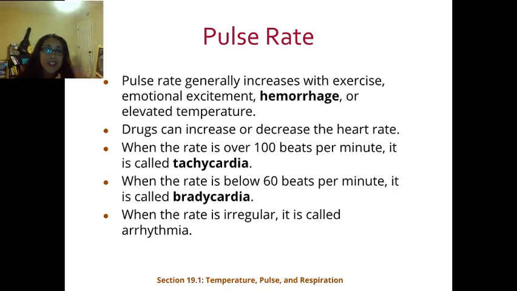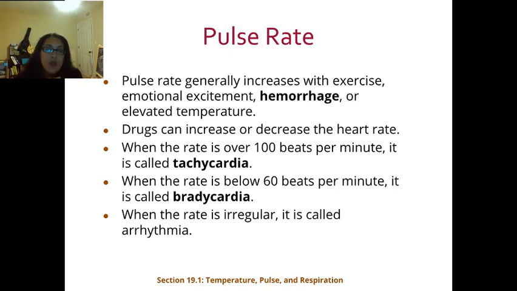Also, drugs can increase or decrease the heart rate, and we use them to treat those people who have irregular rhythms. When the rate is over 100 beats per minute, it is called tachycardia. When the rate is below 60 beats per minute, it is called bradycardia. Tachy means high, brady means low.